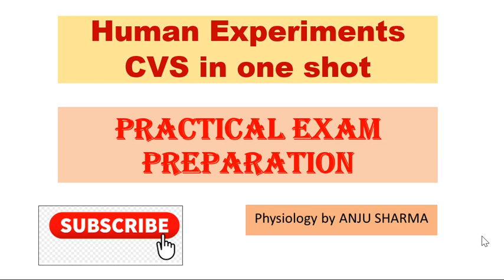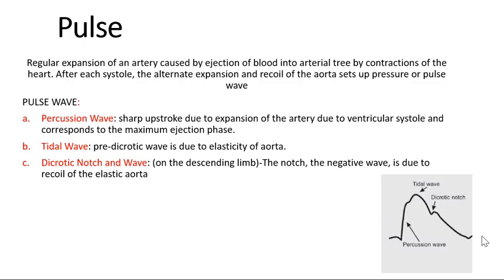So here we'll be talking about which human experiments we dealt with in the cardiovascular system in the physiology practical exam. Let's see the viva questions there. In viva questions you can be asked about pulse. So what is pulse? It's the regular expansion of an artery caused by ejection of blood into the arterial tree by contraction of the heart. So during systole or diastole, the expansion and recoil of the aorta is basically giving us pulse.